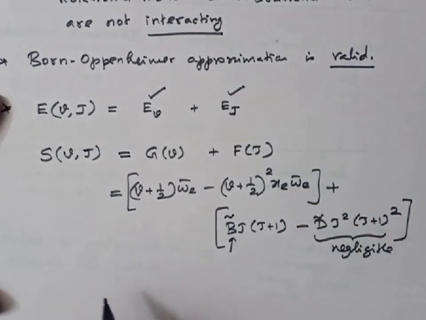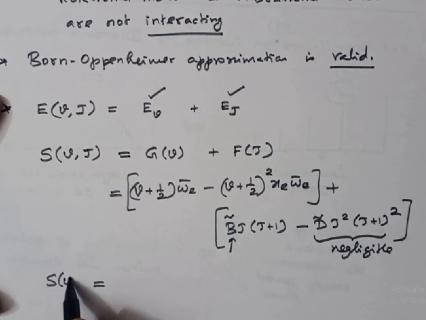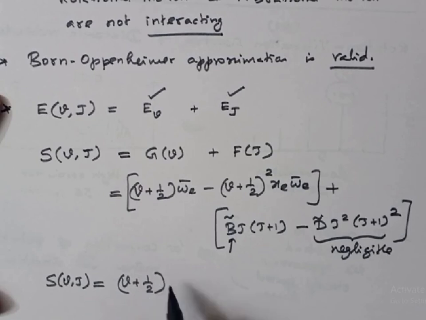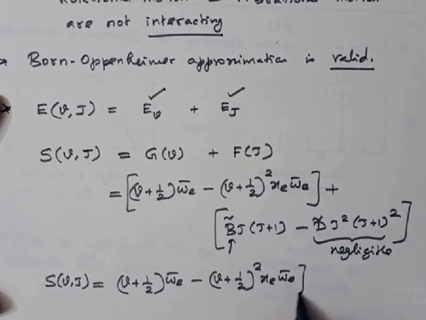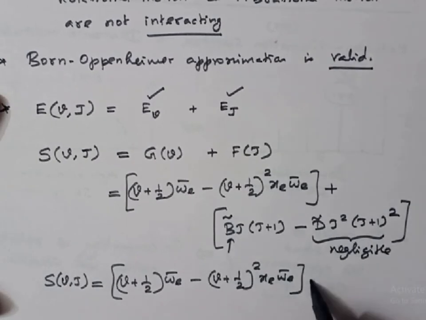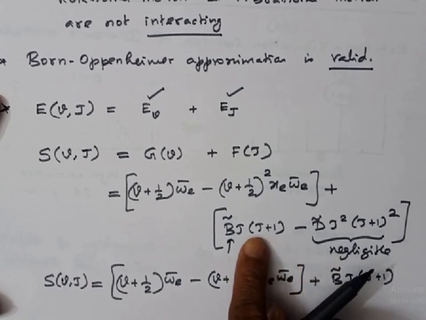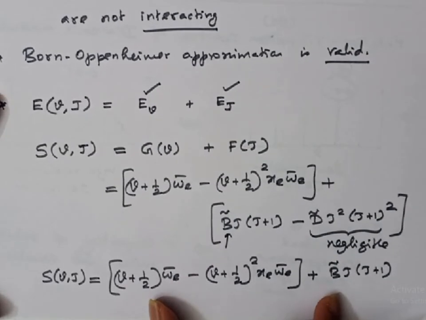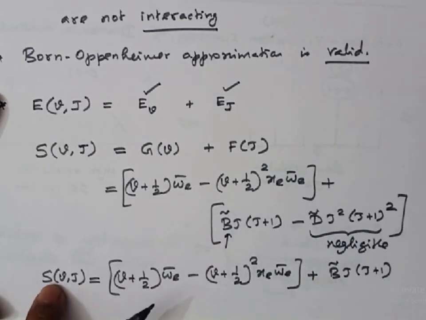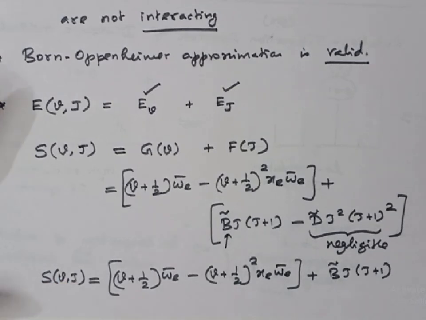So if I neglect this, what's the energy? S = (v + 1/2) ω̄e minus (v + 1/2)² xe ω̄e. This is the vibrational energy plus the rotational energy, that is BJ(J+1), where J is the rotational quantum number. So this is the formula for total energy of vibrating rotor in wave number unit. Take note.